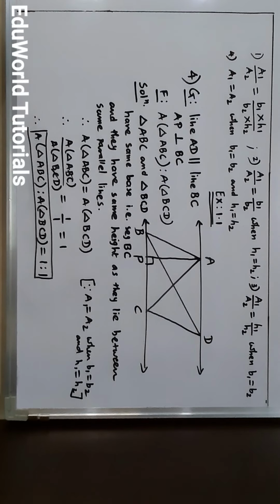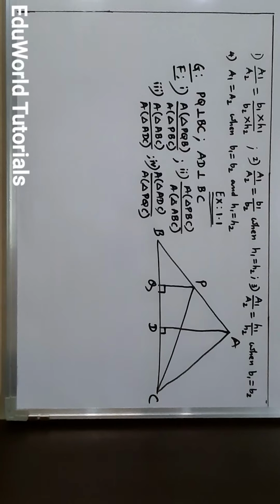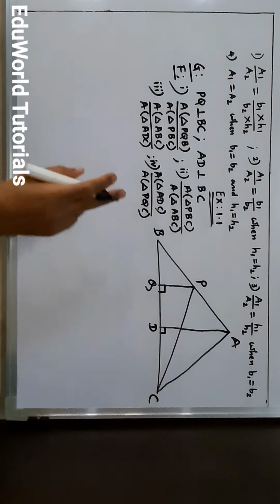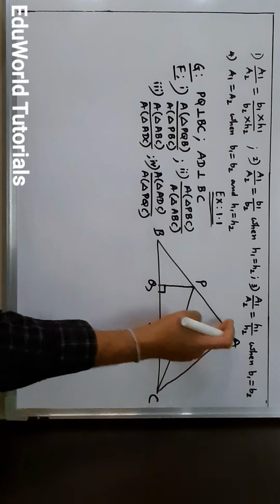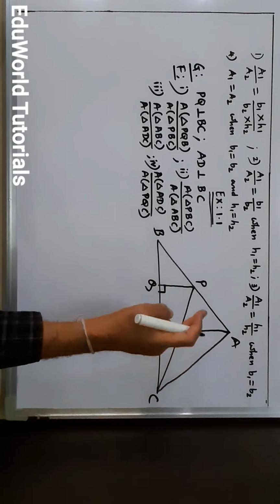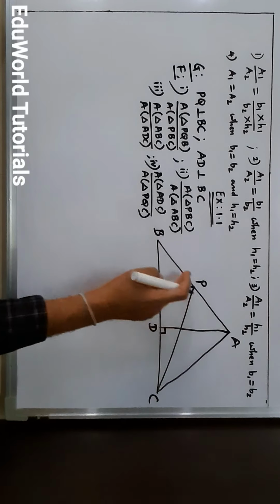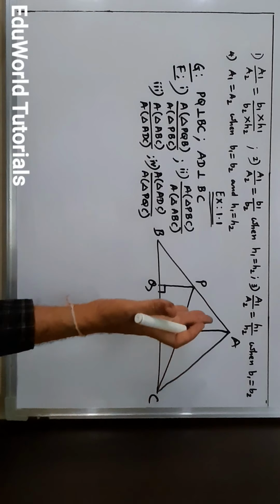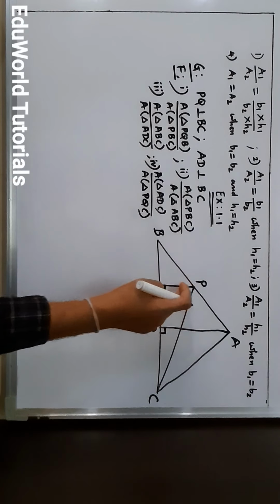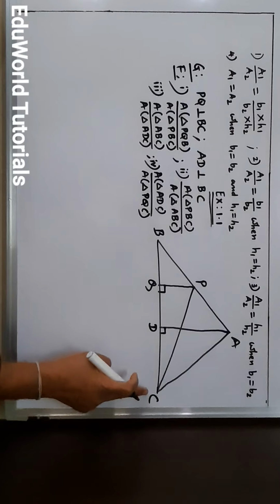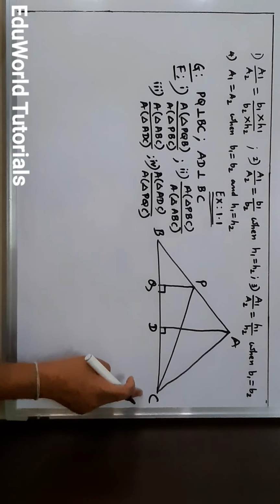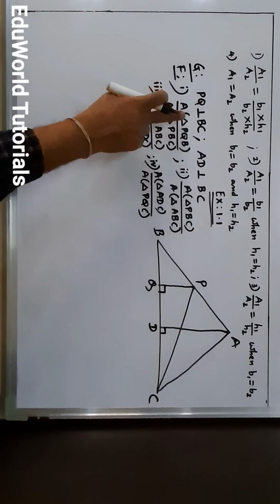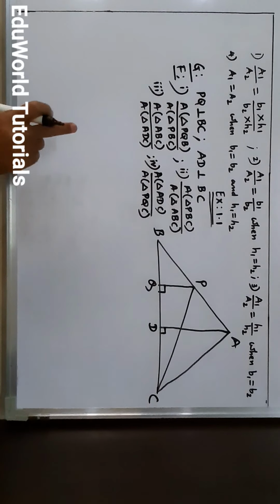that is sum number 5. Okay students, we have the fifth sum. The diagram is given. Triangle ABC is the big triangle that you see. Triangle PBC is another triangle that you see. And we are given that segment PQ is perpendicular to side BC and segment AD is perpendicular to side BC. And we have to find the ratio of areas of various triangles.